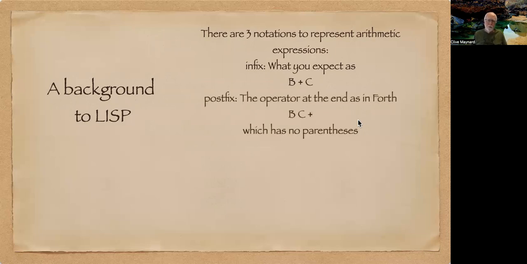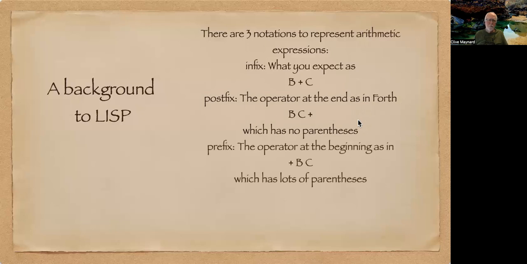Second one is postfix. This is where the actual operator appears at the end. The most well-known language in which this was used is Forth, and it doesn't need any parentheses, in fact. So you would have the value B, you'd take the value C, and then you would add them together to produce the result. So no parentheses. Finally, there's prefix, in which the operator is at the beginning. So in this case, we have plus B and C.